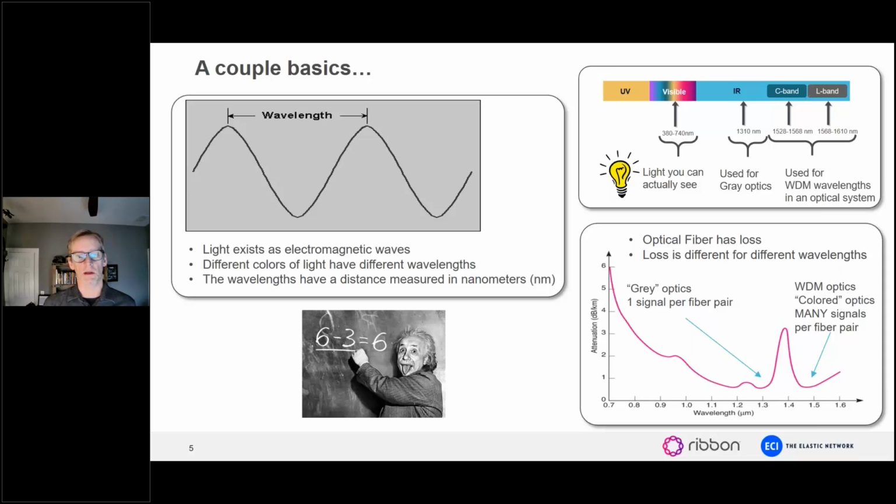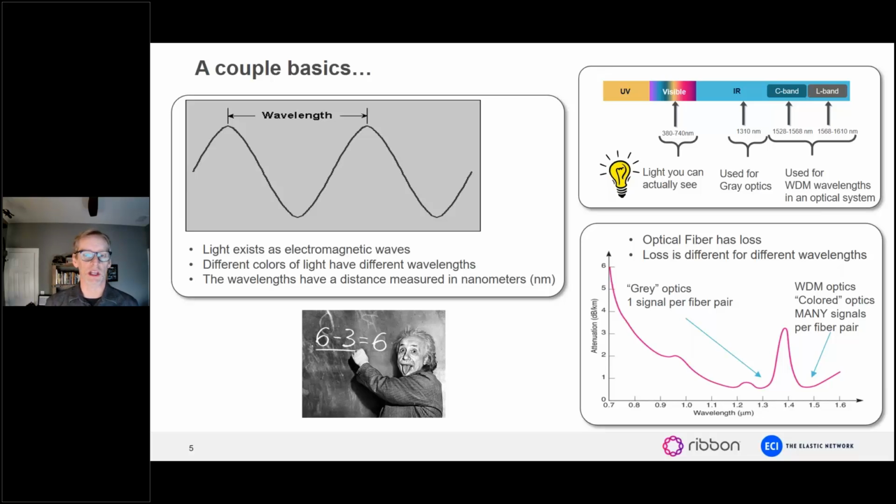And there's light that's used for what are called gray optics. We'll talk about that. That is in the 1310 nanometer window. That's in the infrared region. You can't see it, so if you get an optical fiber and you don't see anything coming out the end, that doesn't mean there isn't anything. Don't hold it up to your eye.